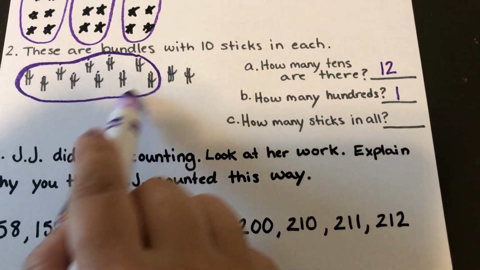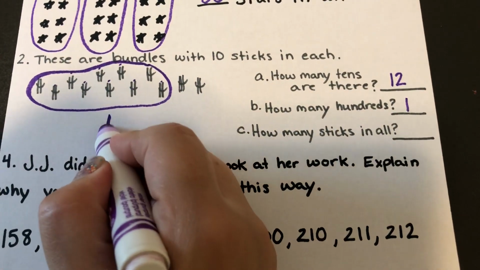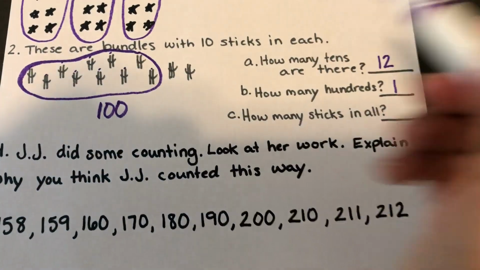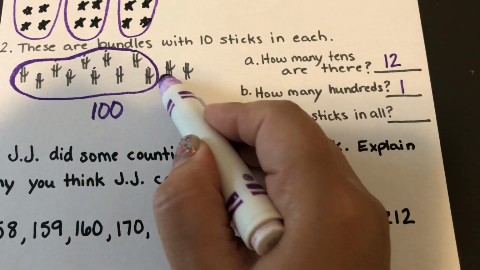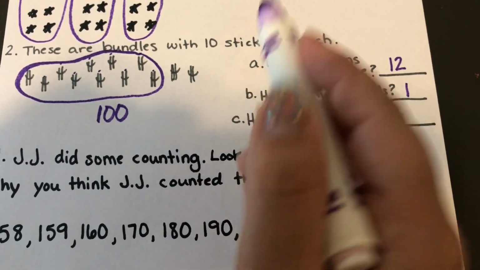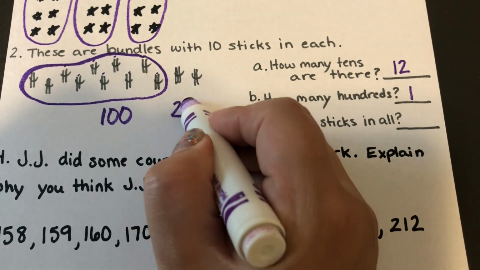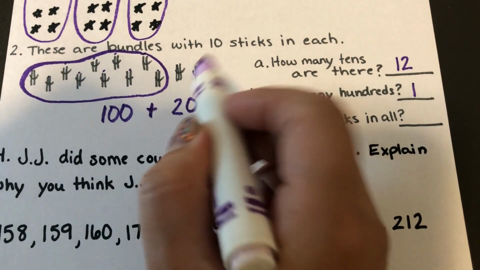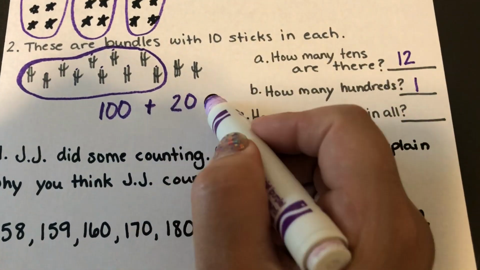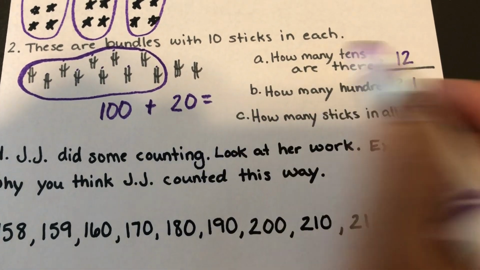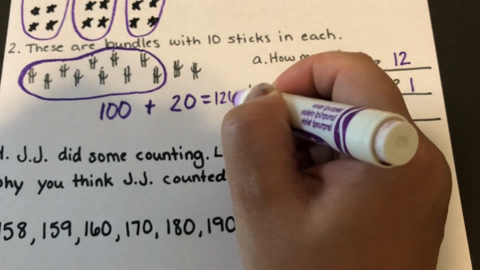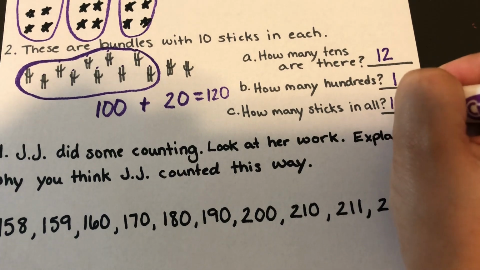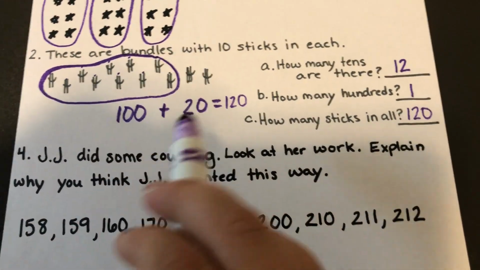The last question says, how many sticks are there in all? Well, I know that 10 tens equals 100. And there's also 2 more tens left, so a 10 and a 20. So if I add these together, 100 plus 20 equals 120. There's 120 sticks in all in my problem.